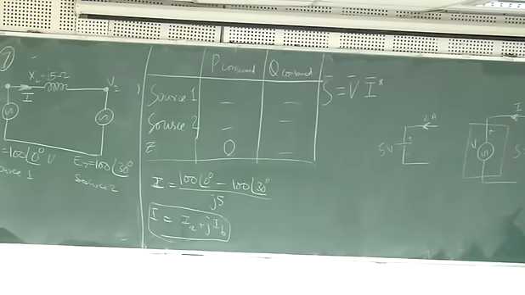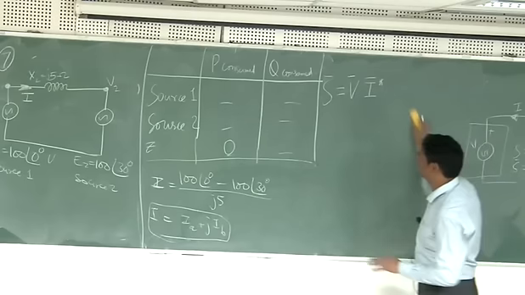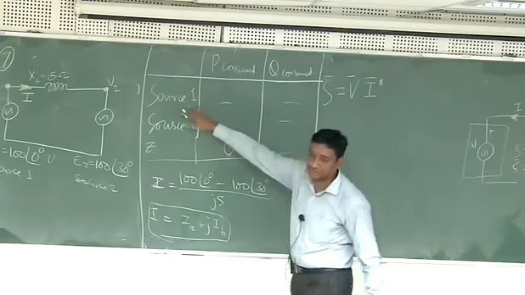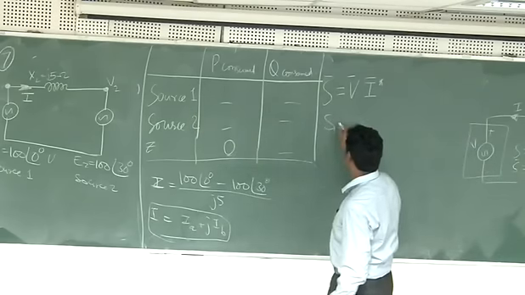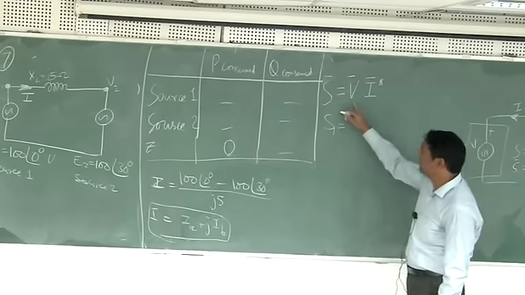Now if it turns out that the S value is negative, then it is actually produced. And what is S? V into I conjugate. Okay, so let's apply that. Suppose now I want the source 1, S1. So how will I get it? I know what V is.